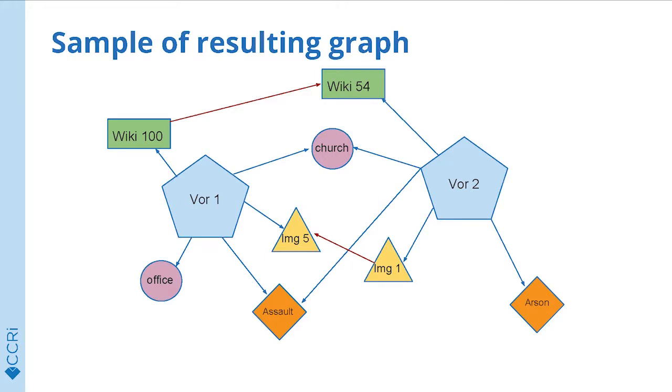They have in common that they both have a church. One of them has an office building. They have in common that there were assaults in each of them, but only one had an arson event, or multiple arson events possibly. Voronoi 2 has image 1 in it. Voronoi 1 has image 5, and those 2 images are similar, just like the Wikipedia. Each one has a Wikipedia article, but those articles they have in common. So hopefully you could follow that. So that's my little graph of what's going on here.